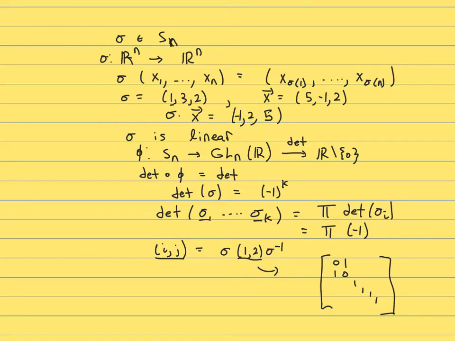More importantly, the kernel of this map is the alternating group. It's those permutations of determinant 1, which under this fact means it's those permutations that can be written as an even number of transpositions.